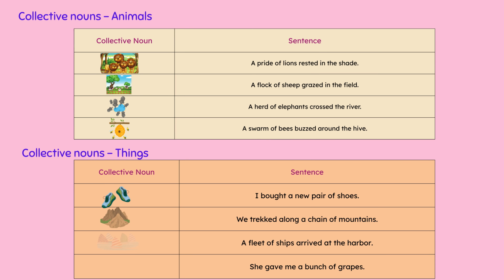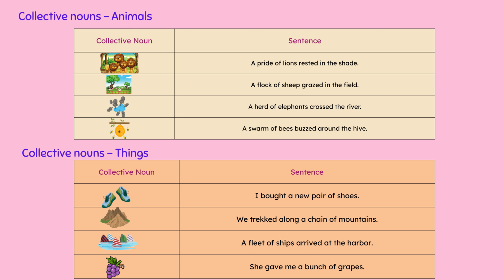Collective nouns used for groups of animals. A pride of lions rested in the shade. Pride is used to describe a group of lions. A flock of sheep grazed in the field. Flock refers to a group of sheep or birds.